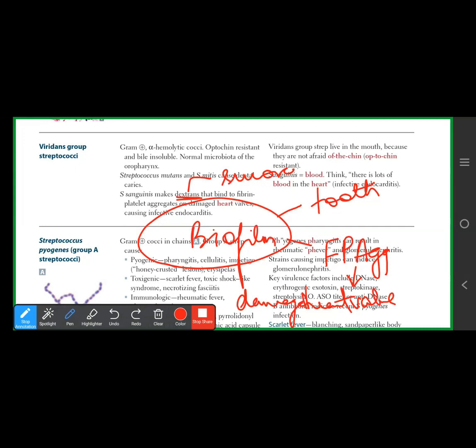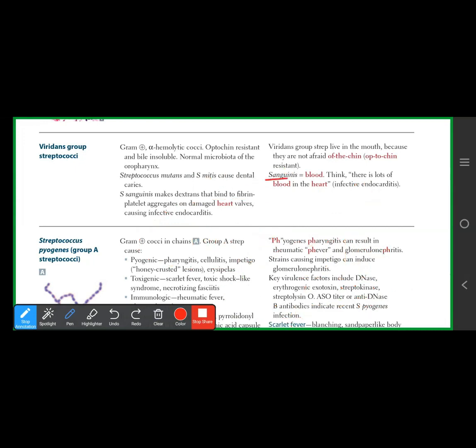So if it is going to be subacute bacterial endocarditis in a damaged heart wall, then it is going to be sanguinis. Damaged heart wall with sanguinis. Okay, they're going to make the dextrans and they're going to bind to the fibrin platelet aggregates on the damaged heart walls. If it is mutans, or mitis, it is going to be dental caries. Okay, they are the normal flora that we see in the oropharynx, and the biofilms are going to form plaque. They form plaque. Okay, that's about your viridans.